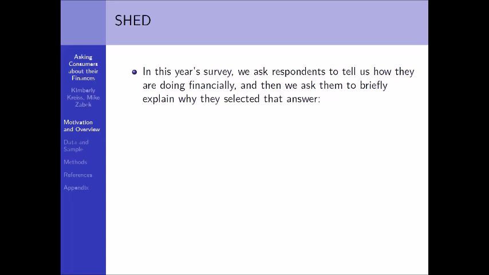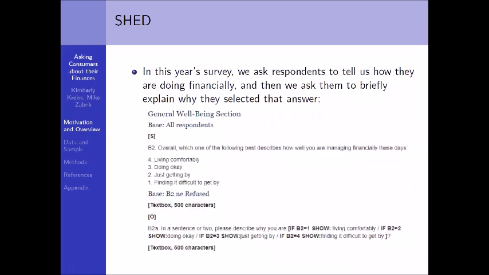So in this year's survey, we first ask respondents a multiple choice question where we ask them to tell us how they're doing financially, and then we ask them a follow-up question to briefly explain why they selected that answer. This is a snapshot from the Federal Reserve website of what the survey instrument looks like. Everyone will get this first question: Overall, which one of the following best describes how well you're managing financially these days? If I were to select that I was finding it difficult to get by, I would then get a follow-up question that says, in a sentence or two, please describe why you're finding it difficult to get by.